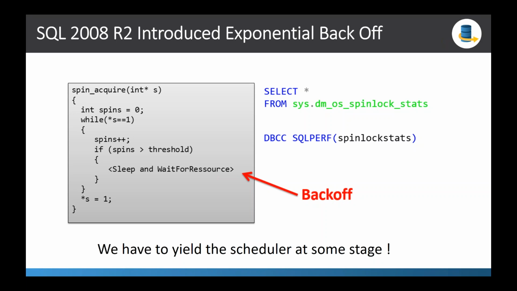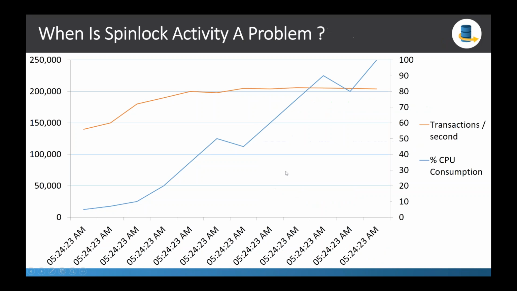SQL Server 2008 R2 introduced the concept of exponential backoff. All that means is the longer we're waiting on the Spinlock, the number of spins between yielding the scheduler and going to sleep decreases exponentially. So when is this a problem? This is one of the first techniques I'm going to dive into. If you've got a transactional workload and your transactional throughput plateaus, but your CPU consumption continues to rise, this is a red flag for a potential Spinlock problem.